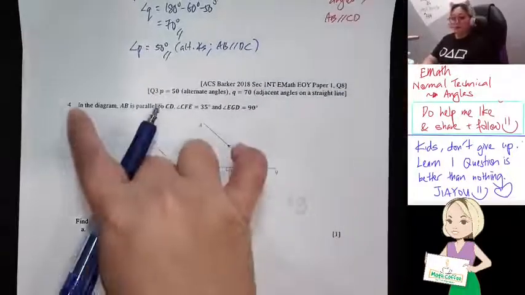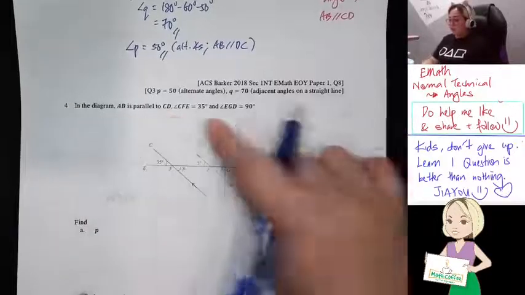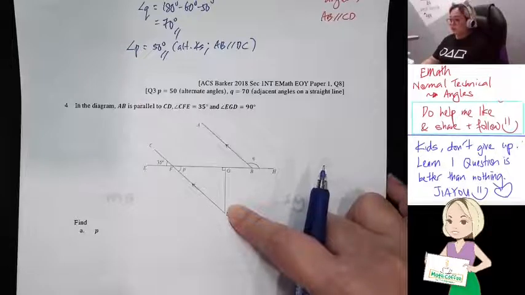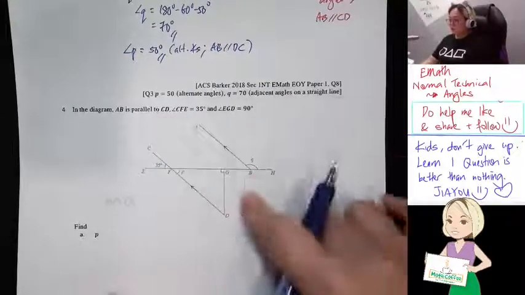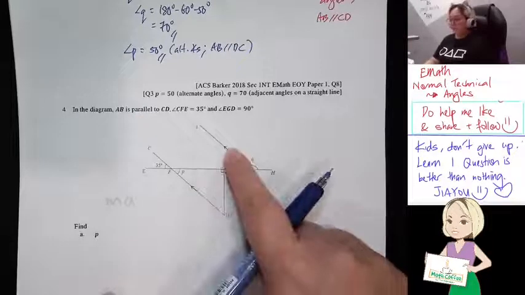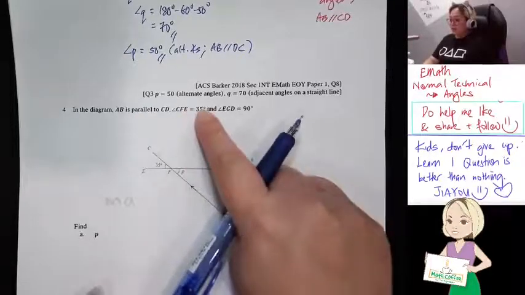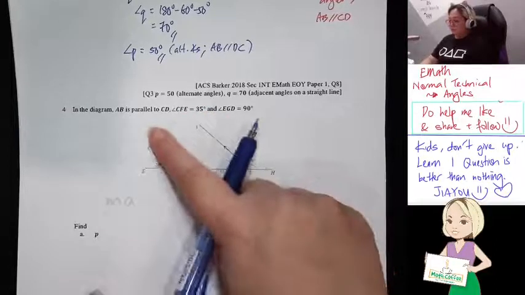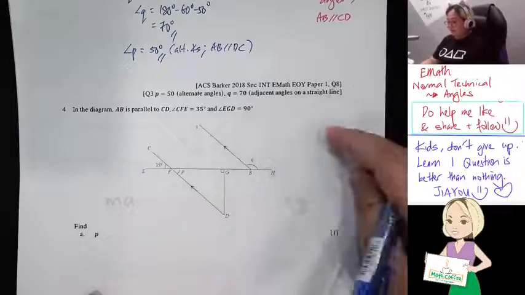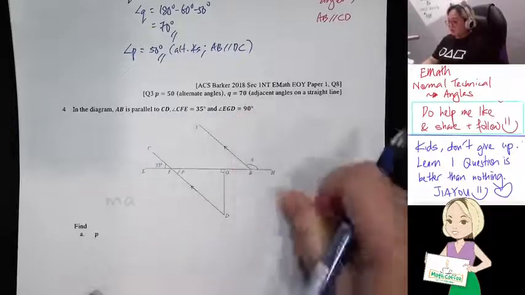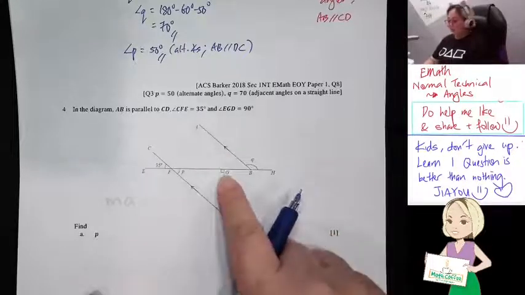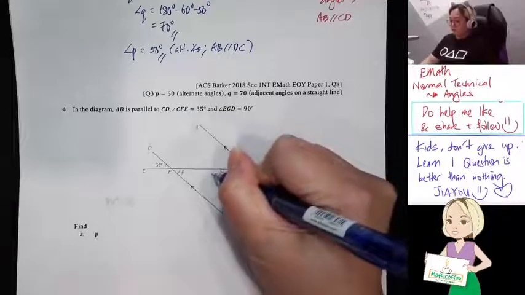Okay, question 4. In the diagram, AB is parallel to CD. So I always have the habit to read the question and make sure that you put them into the diagram. So if they say parallel, make sure that you see the arrow. They already draw the arrow for me, so I don't have to draw. Angle CFE is 35, and then 90 degree, EGD. Okay, they also put the 90 degree there already. But usually what I do is I also put the 90 here.